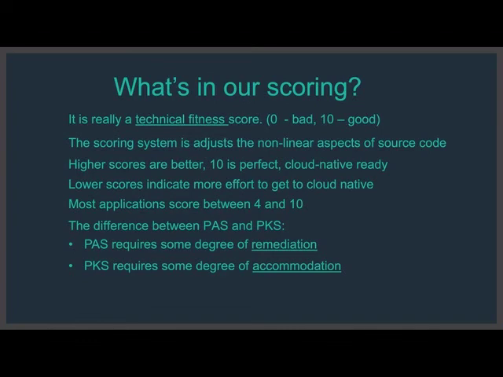That just means you have to fix some code to move toward cloud native. Not necessarily all the fixes. It sort of depends upon your 12-factor ambitions. For PKS, the score indicates the amount of accommodation, such as persistent I/O and other non-ephemeral behaviors. Accommodation, that just means your deployments on Kubernetes may be more complex, that's all.